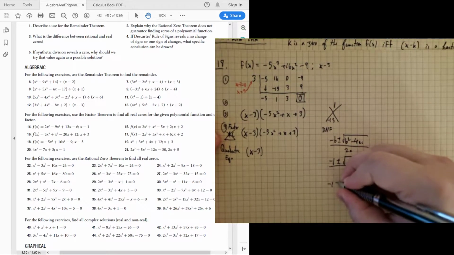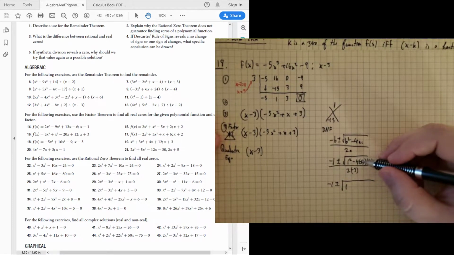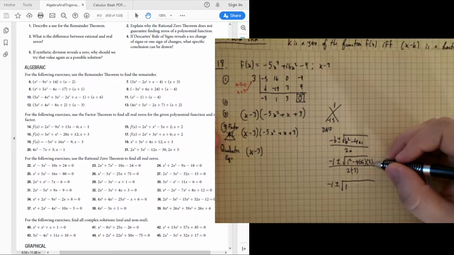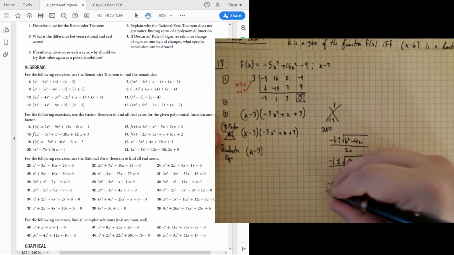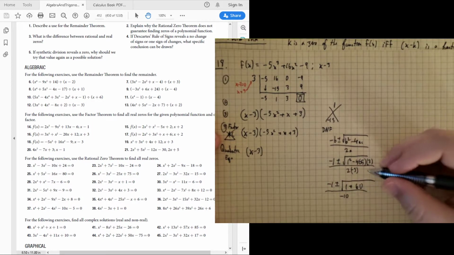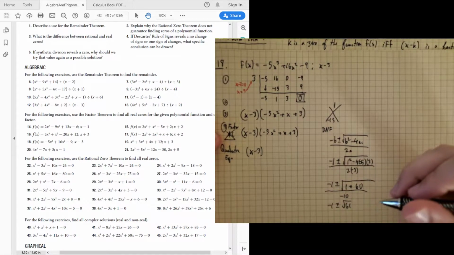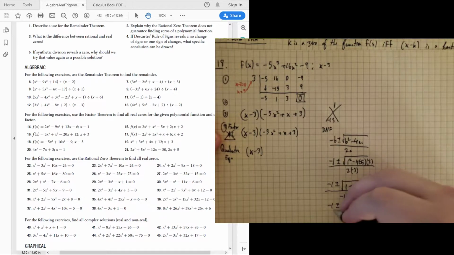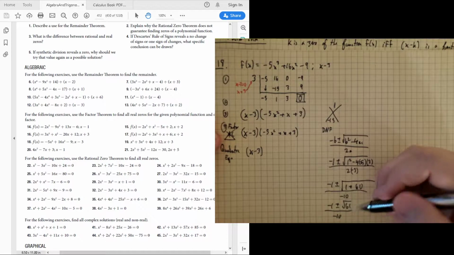So negative 1 plus or minus the square root of 1 squared is 1. Negative 4 times negative 5, that'd be positive 20. Times 3, that'd be positive 60. All over 2 times negative 5 would be negative 10. Which means I end up with negative 1 plus or minus the square root of 61 all over negative 10. And this is not going to be a nice number, so I'm probably just going to leave it this way.